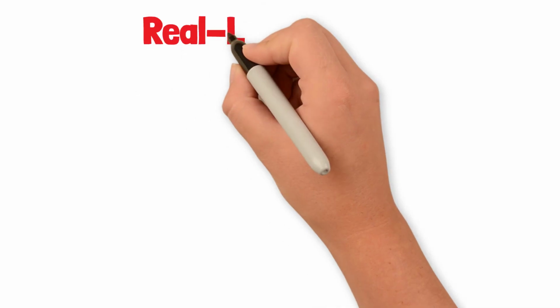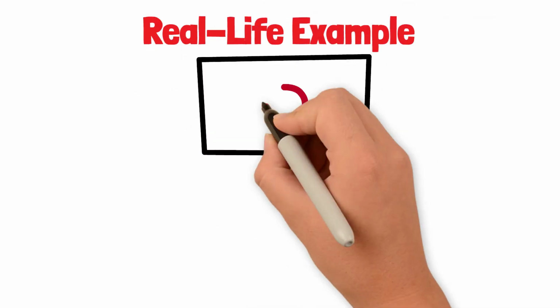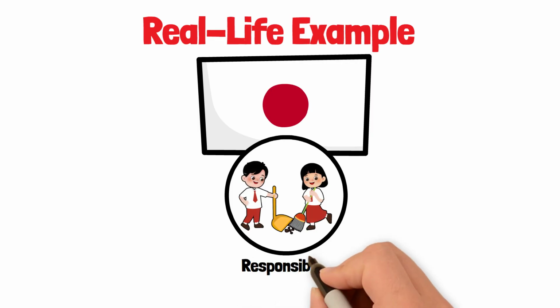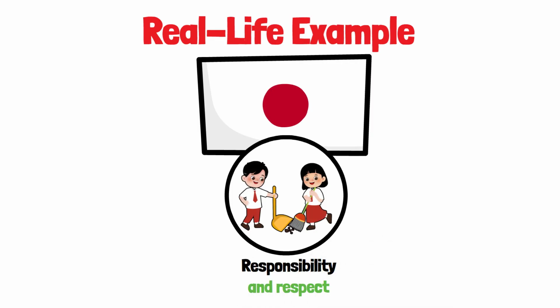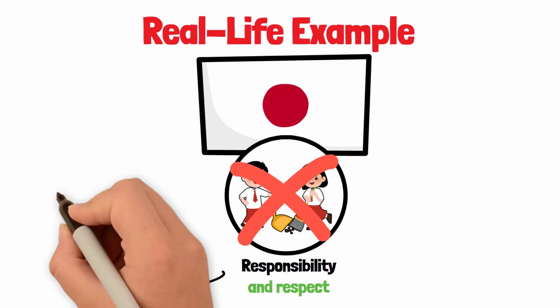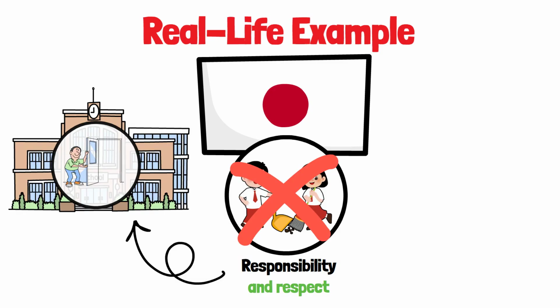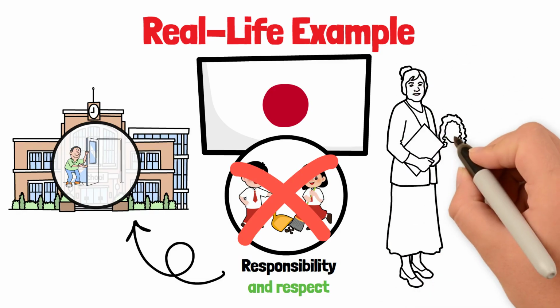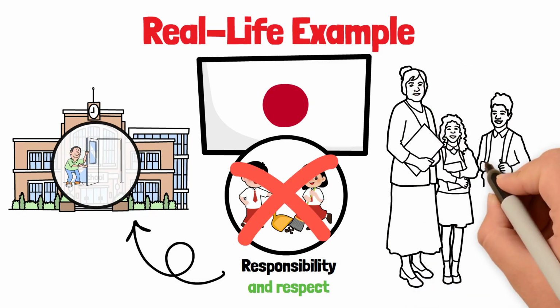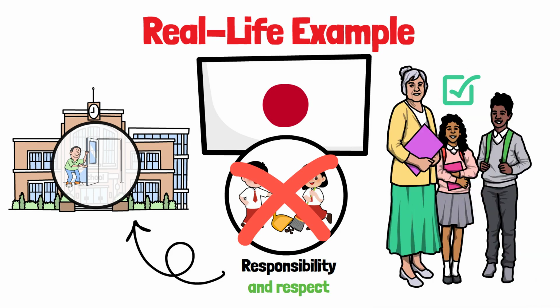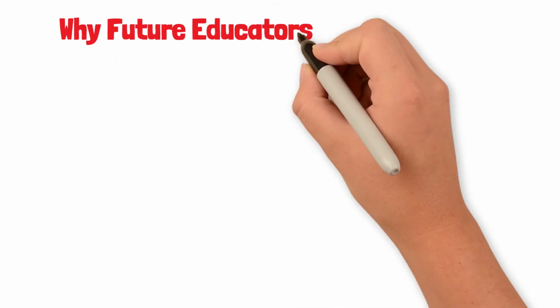Real-life example. In countries like Japan, classroom cleaning is done by students, which teaches responsibility and respect. That's not just a cultural norm, it's a form of classroom management built into the school system itself. In many Scandinavian countries, flexible seating and open dialogue between teachers and students foster trust, which leads to fewer discipline problems.